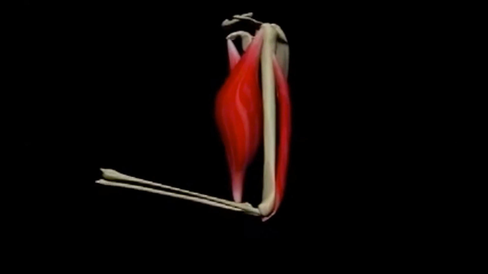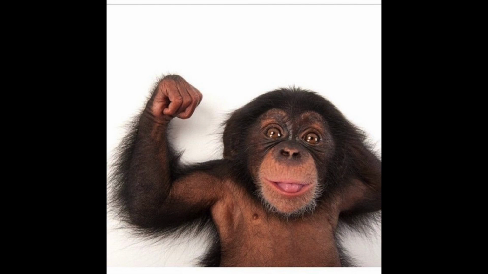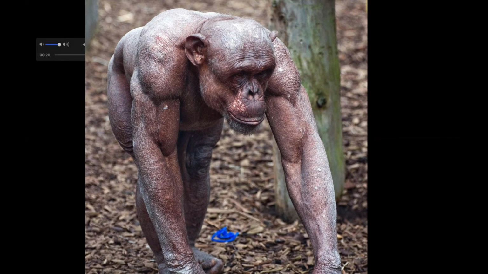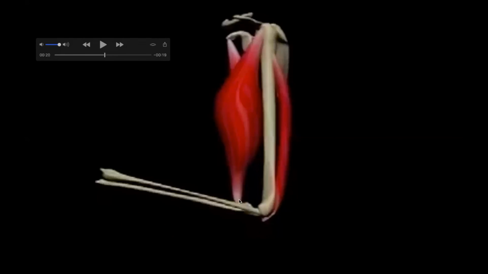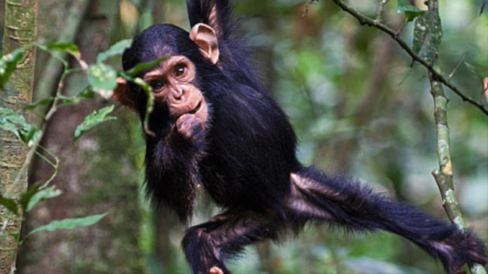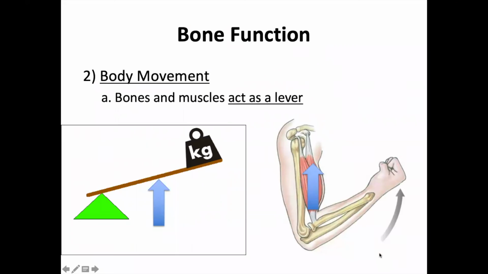It turns out chimpanzees are stronger than us. Yes, their muscles are bigger and stronger, but also in their bicep right here, their tendons attach a little bit further, which is why they're able to pull themselves up into the trees easier than a human being can. So that was just a cool fact.